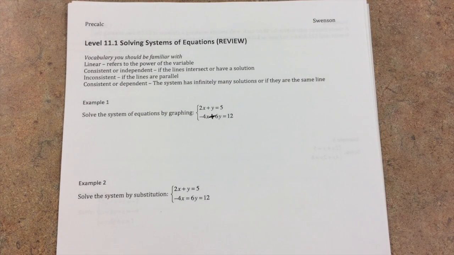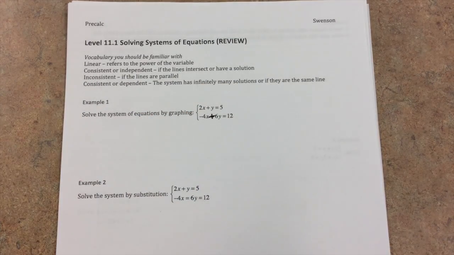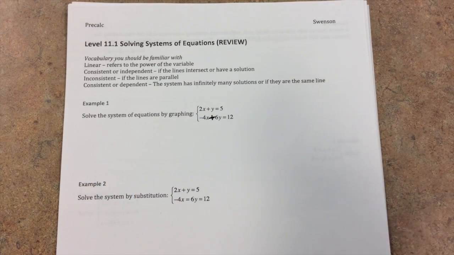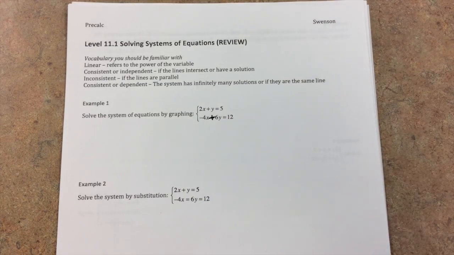Level 11.1 is solving systems of equations by graphing, by substitution, by elimination. You have seen these since Algebra 1. You should be very familiar with them. Just a couple quick vocabulary terms that your book uses that I want you to be aware of. You may have used something different in Algebra 1 or college algebra. Linear, we all know what linear means. Linear refers to the degree of our equation.